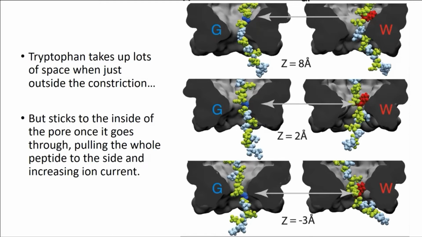And so what they noticed was some kind of interesting physical behavior in the MD simulations, specifically that tryptophans had this tendency to actually interact with the sidewall of the pore and pull the whole amino acid chain to the side. And so when they're down in the blockage, like blocking the center or just on the bottom side of the constriction, you see a big current drop.